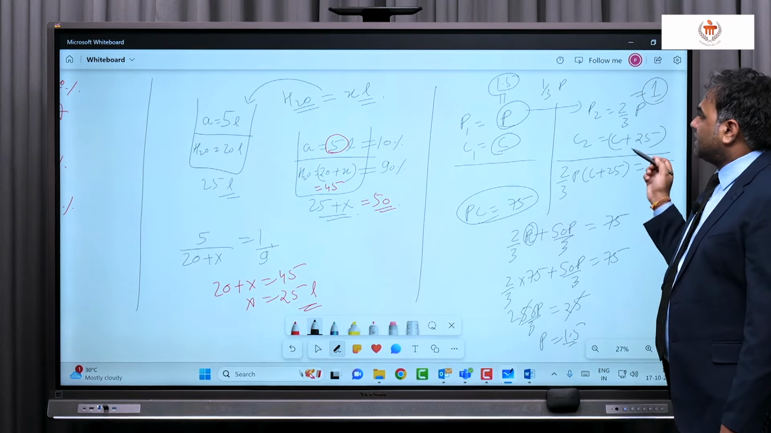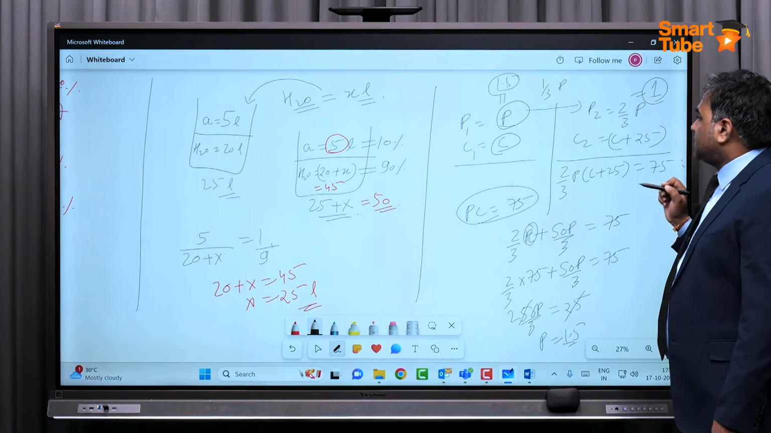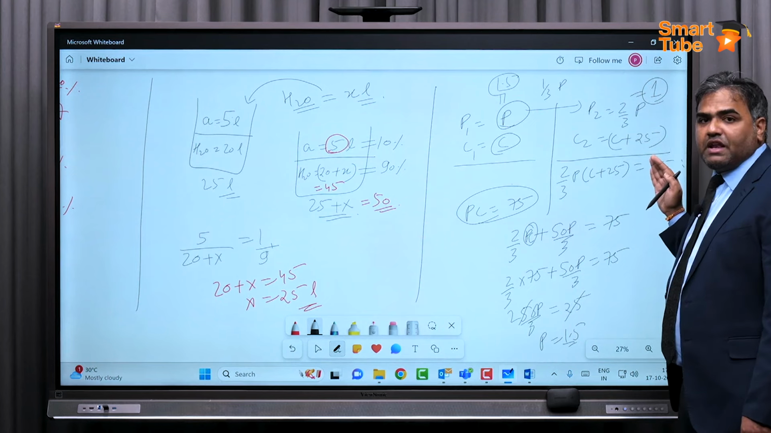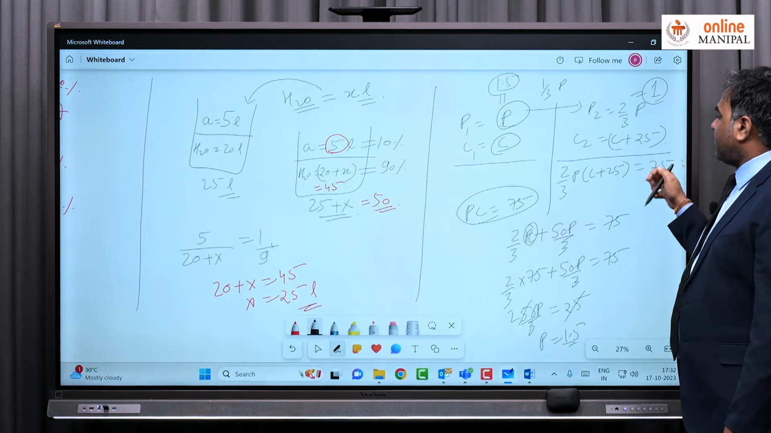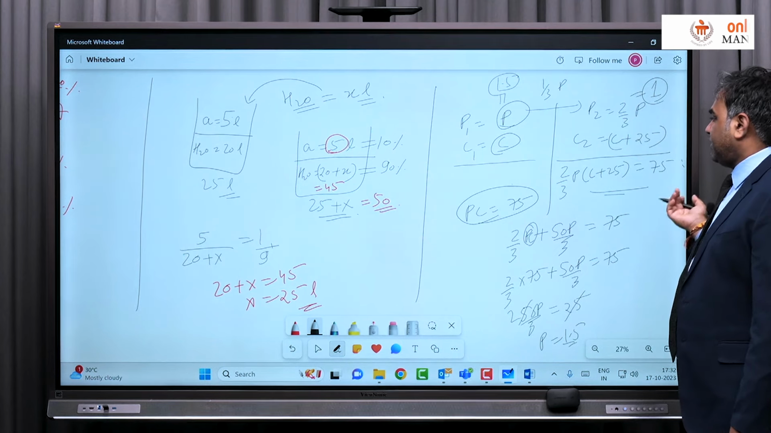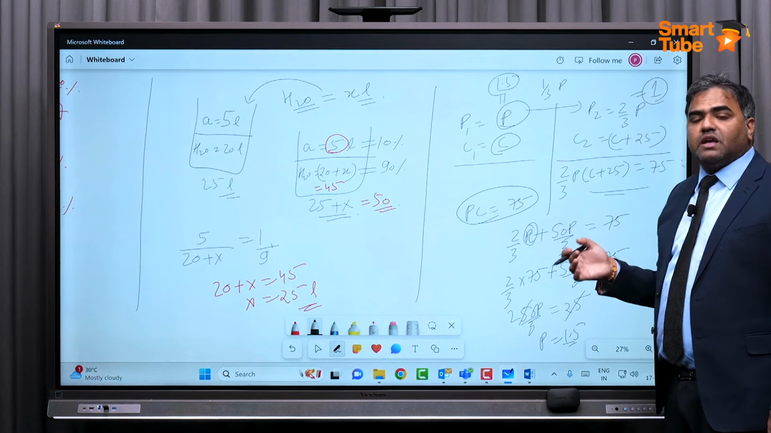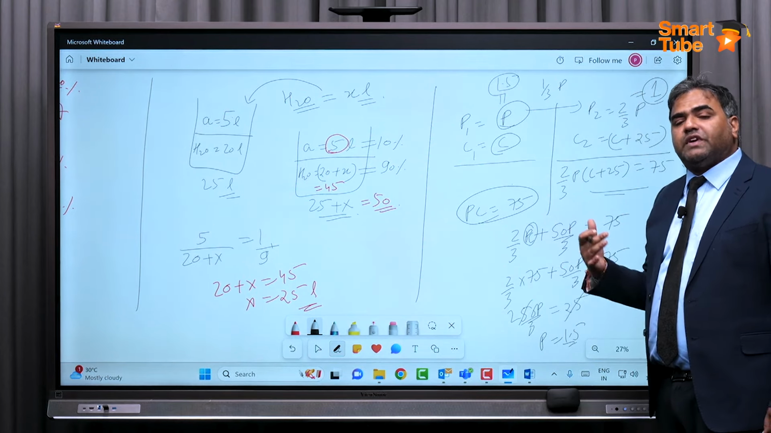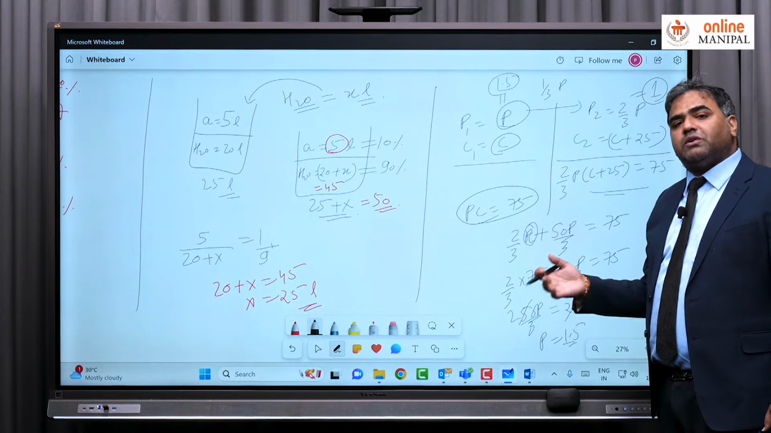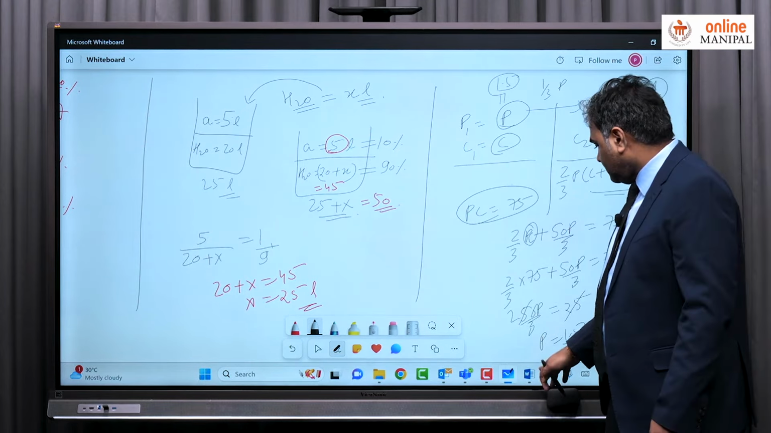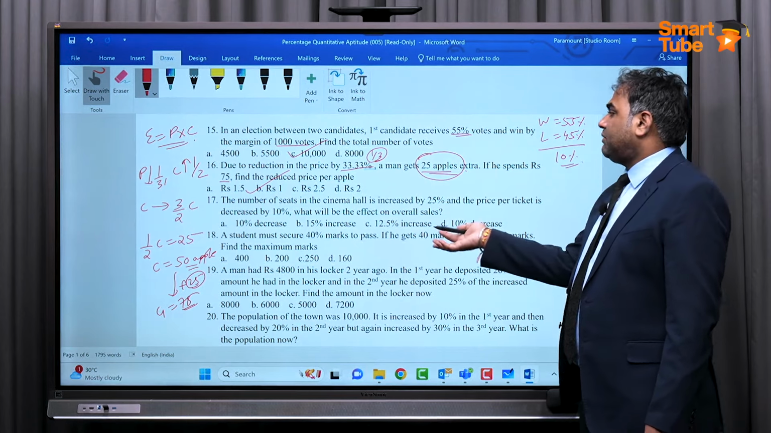Now if my price decreases by 1/3, my price will become 2/3 of P, and my consumption increased by 25 apples. So earlier if I was consuming C apples, now I'll consume C plus 25 apples, and this total is again 75 only. You just solve it, you'll get the value of P as 1.5 rupees. If the original price was 1.5 rupees and it decreased by 33.33%, then how much will the price become? It will become 1 rupee. Clear?